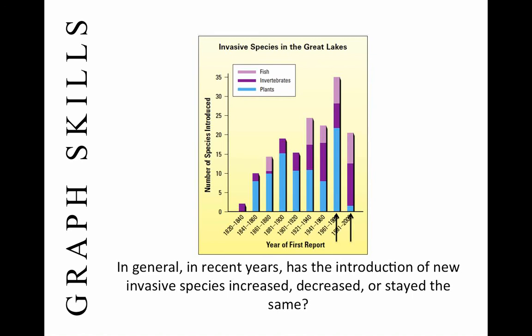Again, you have 3 different colors. Which one should you look at? The question asked you about all invasive species, so you want to look at all the colors combined. So now you're looking at these 2 columns, here and here. Was there a change? Definitely. Between 1961 and 1980, there were about 35 new invasive species. And from 1981 to 2000, there were only about 20. So the number of new invasive species definitely decreased. Circle the correct answer in your workbook.